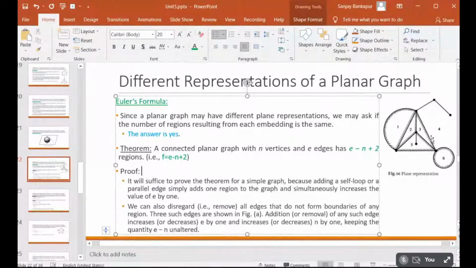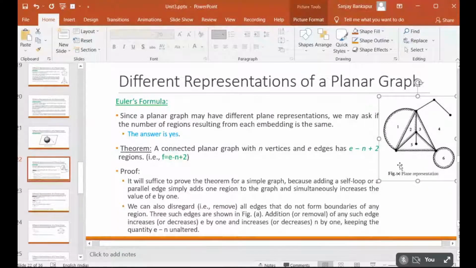So it still holds good, even though there is just a simple edge outside. In fact, not two edges, there are three edges. They are never contributing to any region. That is from here to here, here to here, here to here. By adding an edge, definitely a vertex also will be added, right? By removing a vertex, definitely an edge also will be removed. It is that E minus N will be balanced always.